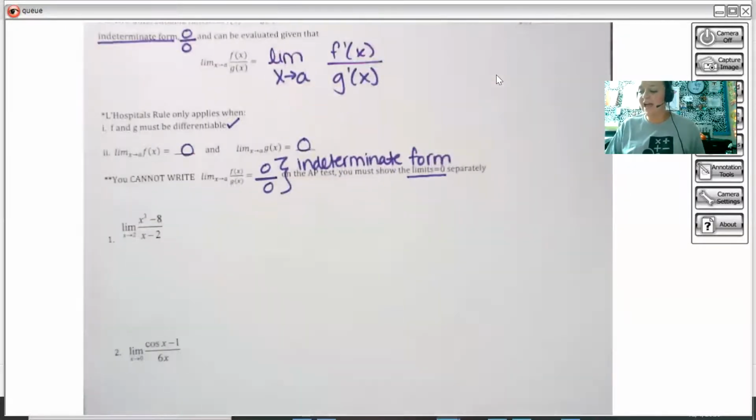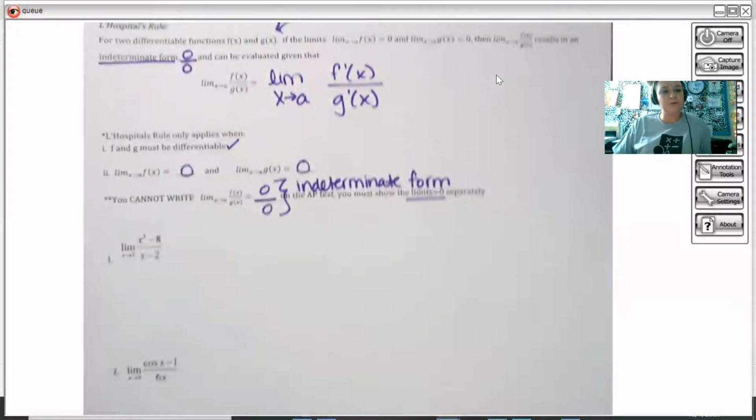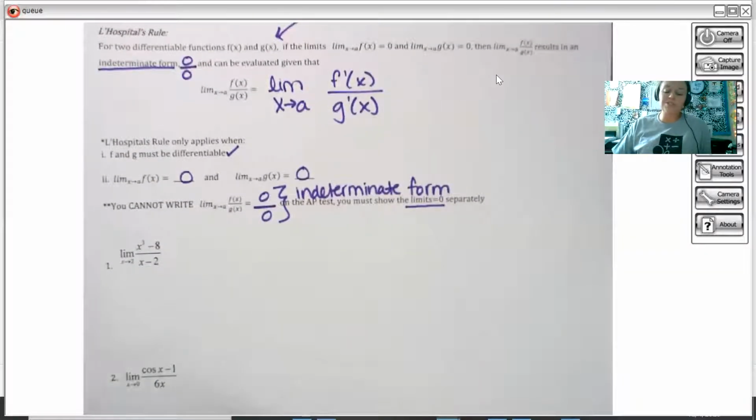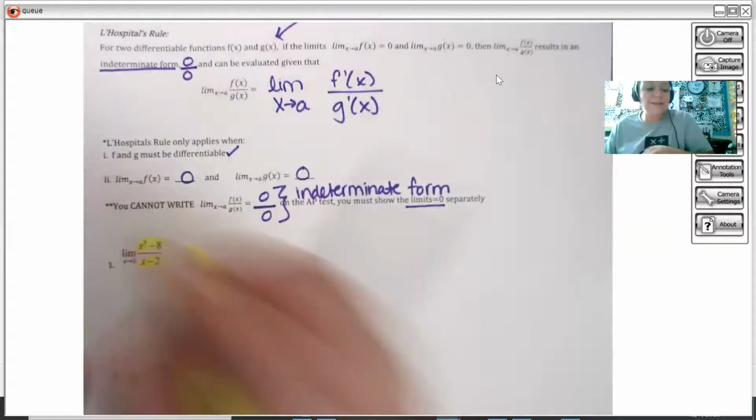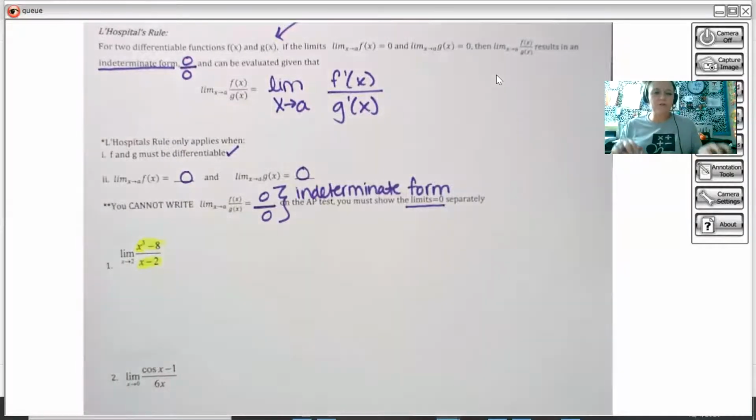So take a look at number 1. We have x cubed minus 8 over x minus 2, and our limit is approaching 2. The first thing that I would do is make sure my functions are differentiable. Well, x cubed minus 8 is a cubic function. Same thing for x minus 2, that's a linear function. So those are both good to go. Are they differentiable? Yes.